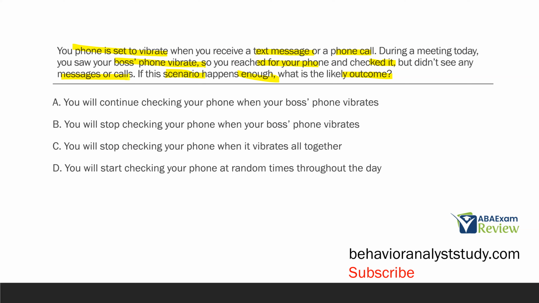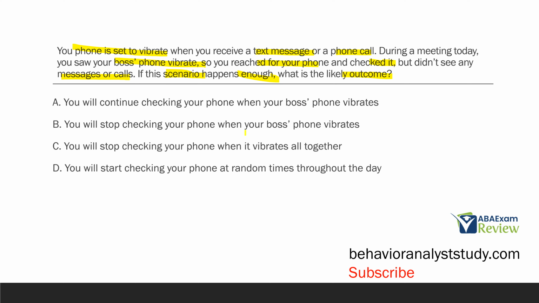What is likely going to occur from this scenario? A, you will continue checking your phone when your boss's phone vibrates. Well, no, when your boss's phone vibrates, that's not signaling that reinforcement is available on your phone. Your phone has to vibrate to signal reinforcement is available on your phone. So it's very unlikely that if each time you check your phone without any notifications, you would continue checking, especially when somebody else's phone vibrates. So it'll be you will stop checking your phone when your boss's phone vibrates.